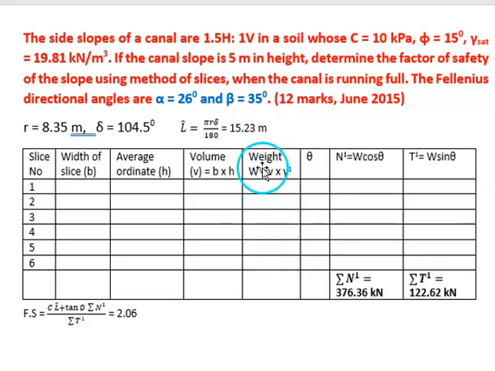So since we are taking the effective weight, we will be getting the normal and tangential components as effective values. After finding the sum of normal and tangential components, we can substitute in the equation and then we can calculate the factor of safety.